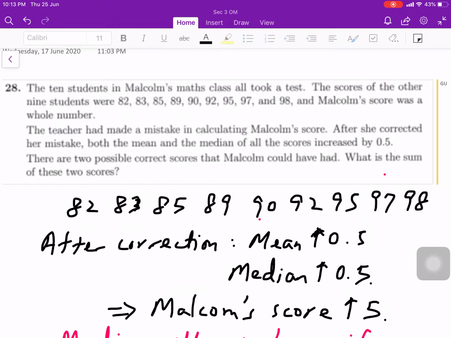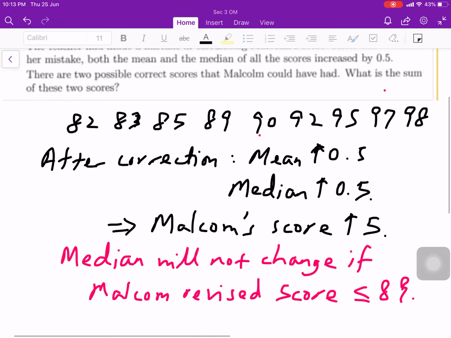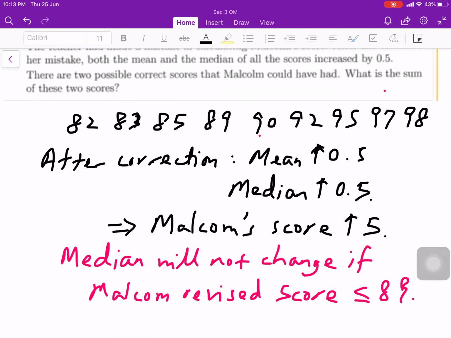That means Malcolm's score after correction increased by 5. Can you see that? Malcolm's score after correction increased by 5. Then can we make this observation? The median will not change if Malcolm's revised score is less than 89.